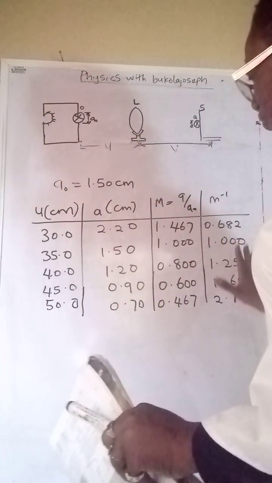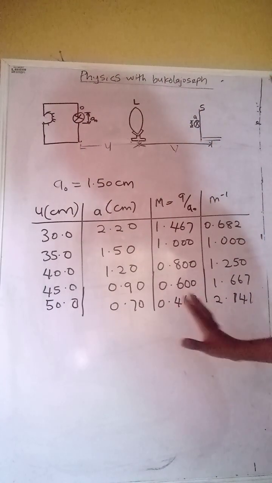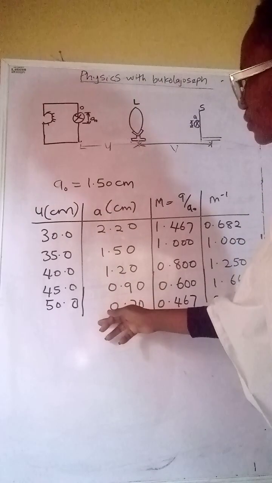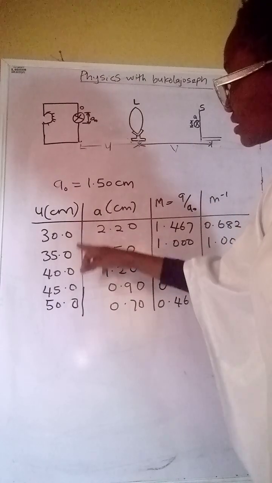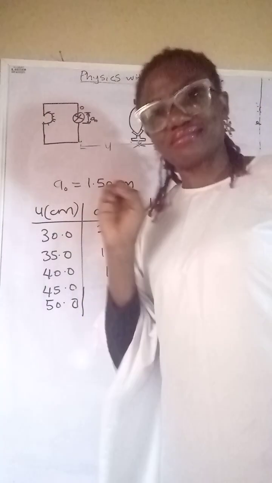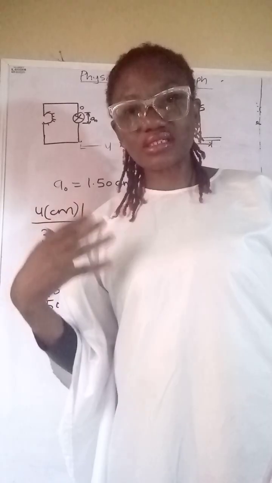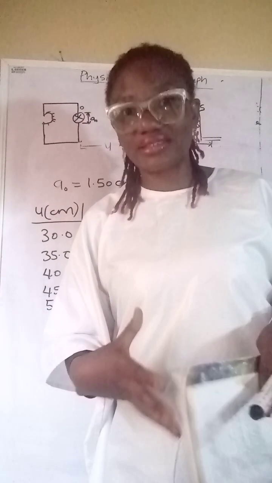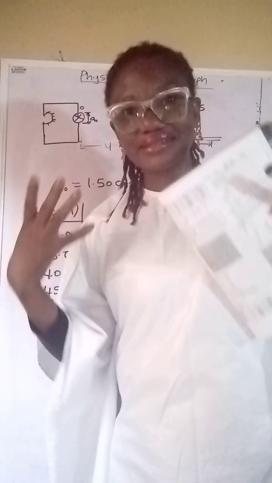Now from the table of observation, you can see that as the distance is increasing, what happens to the size of the image? As the object distance is increasing, the size of the image is decreasing, which is logical. Theoretically, as the object distance is increasing, the convergence also decreases, and so the image also reduces.